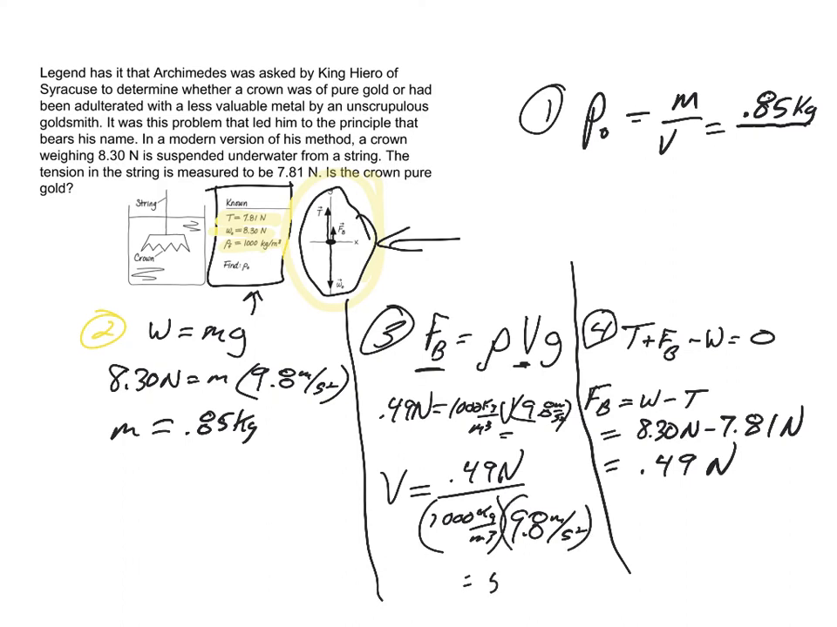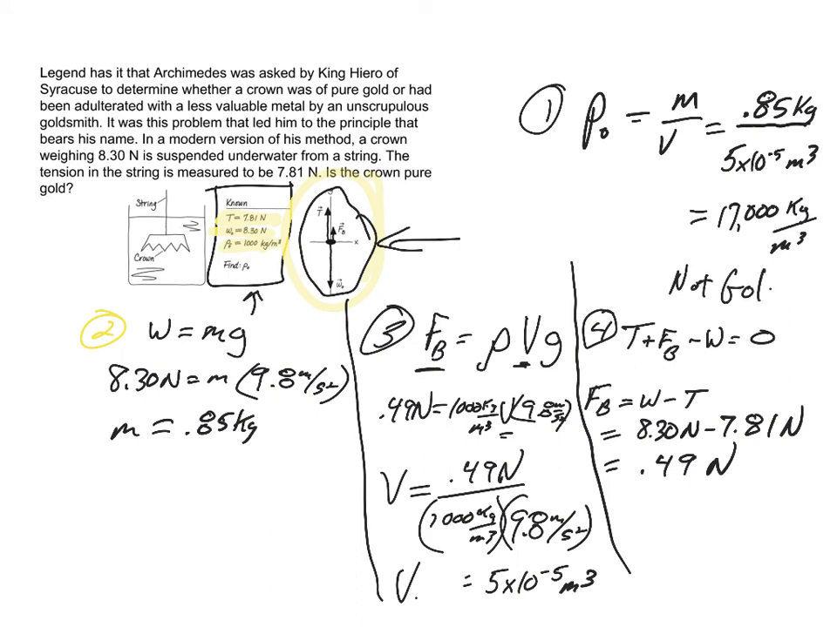Throw that in your calculator, and your calculator is going to tell you it's 5 times 10 to the negative 5th meters cubed. It better be really small. So I finally have a volume, which can go up here: 5 times 10 to the negative 5th meters cubed. Throw that in my calculator, I'm going to get 17,000 kg per m cubed. You look up gold. The density of gold is not 17,000, so this is not gold.